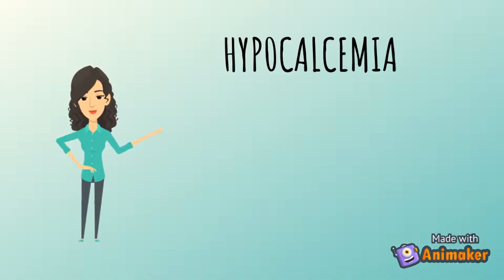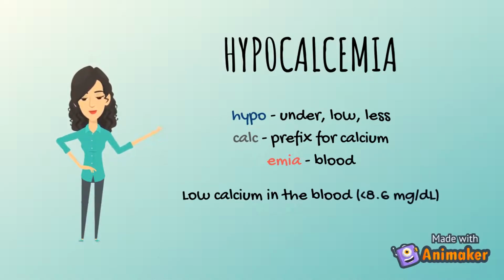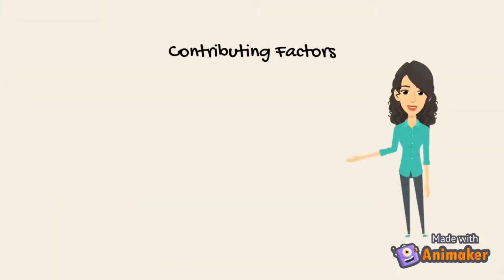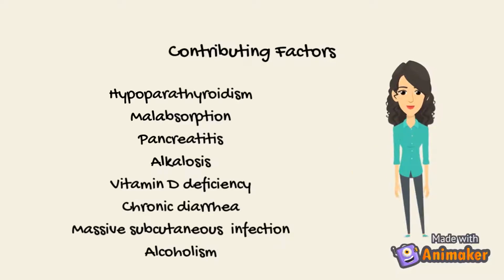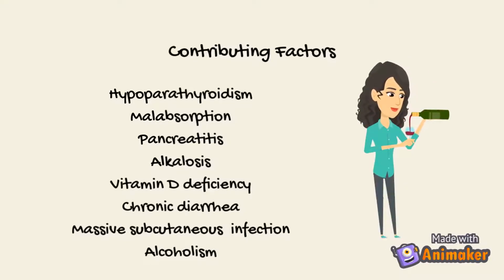Now, what is hypocalcemia? Hypo meaning under, low, or less; calc, a prefix for calcium; and emia meaning blood. Therefore, it is termed as the low calcium level in the blood, or less than 8.6 milligrams per deciliter. The contributing factors include hypoparathyroidism, malabsorption, pancreatitis, alkalosis, vitamin D deficiency, chronic diarrhea, massive subcutaneous infection, and alcoholism.